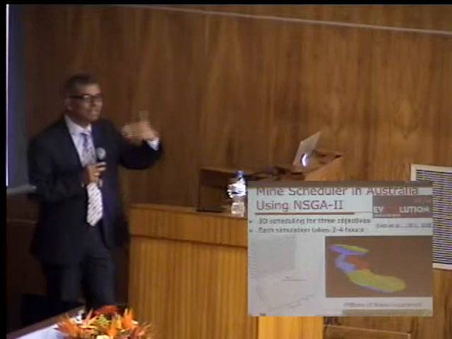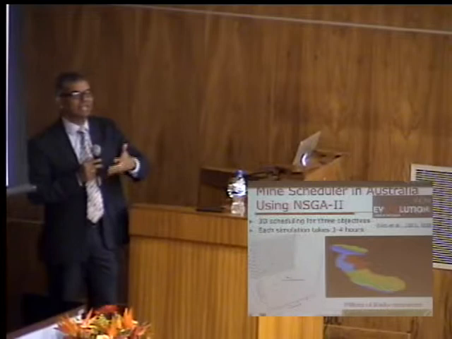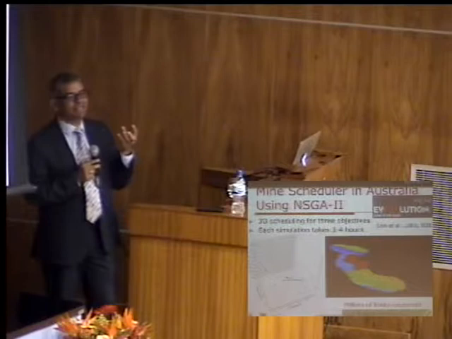So all these become your objectives. The owner wants something, and the operation owner wants something else. Total amount of money you invest should be minimum. The ore quality that you get should be maximum. So all these different objectives come in, and you can easily get into 4 or 5 objectives here.